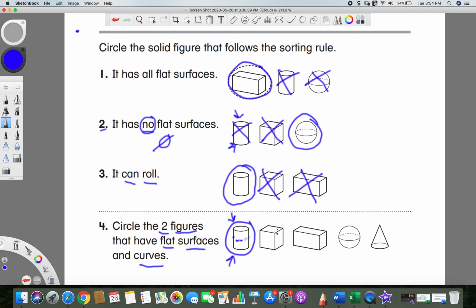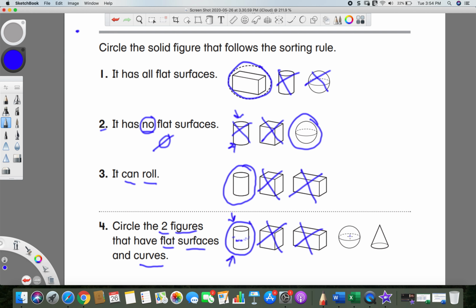What about a cube? Does it have flat surfaces? It sure does. Does it have any curves? Can it roll around? No, it cannot roll around, so it cannot be a cube. What about a rectangular prism? It has flat surfaces. Can it roll? No, it can't, so it can't be the rectangular prism.